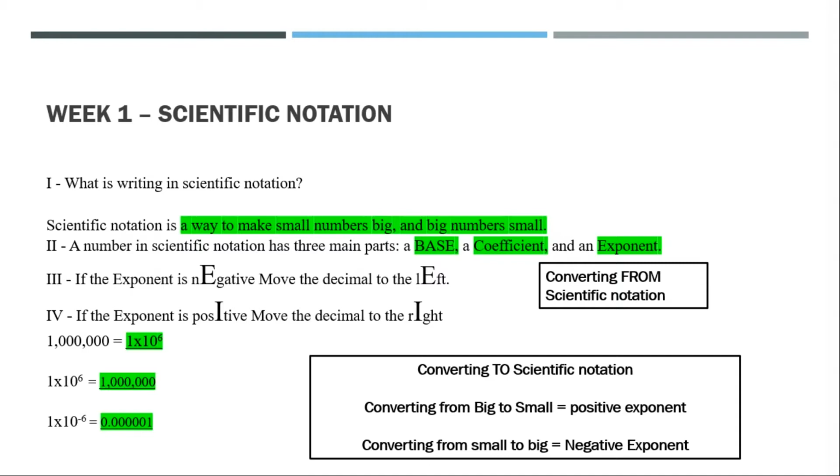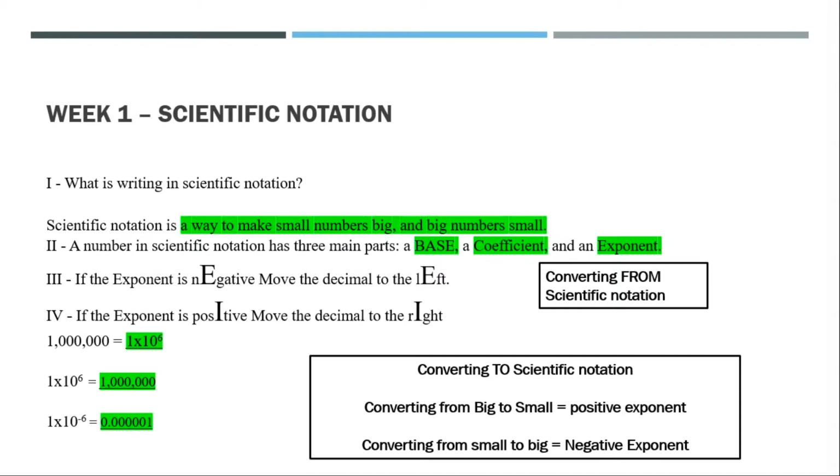If the exponent is negative, move the decimal to the left. And remember, there's an E in negative and an E in left. I've made those into huge letters on the screen. And if the exponent is positive, you move the decimal to the right. I in positive, I in right. So if you can kind of use that to help yourself remember, that'll be awesome.